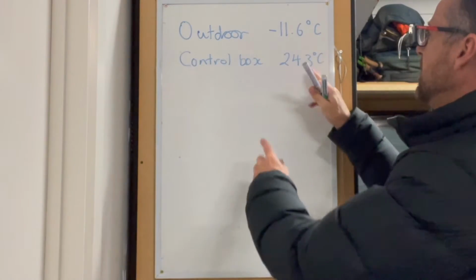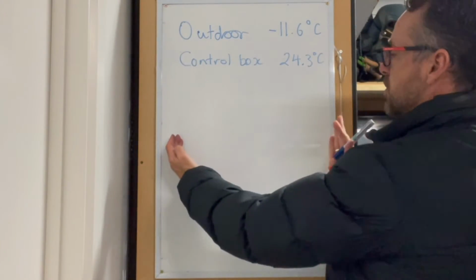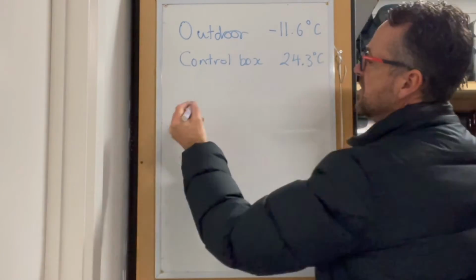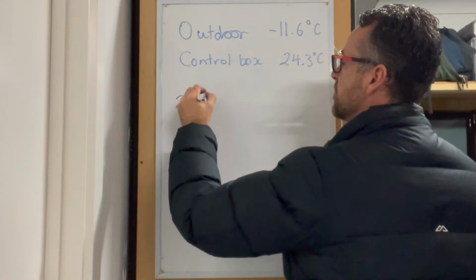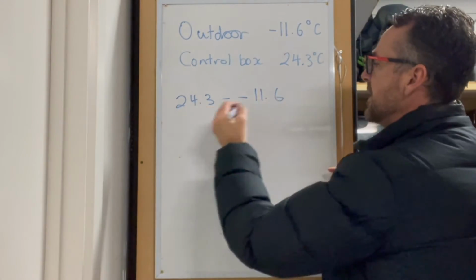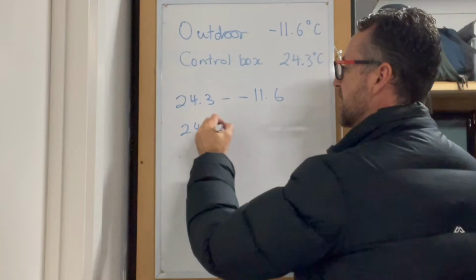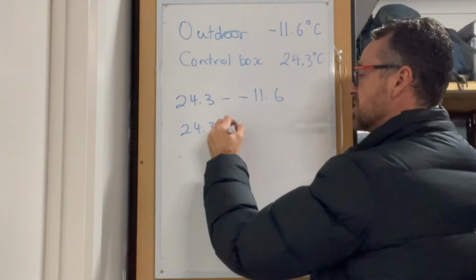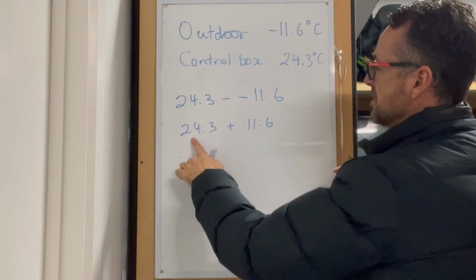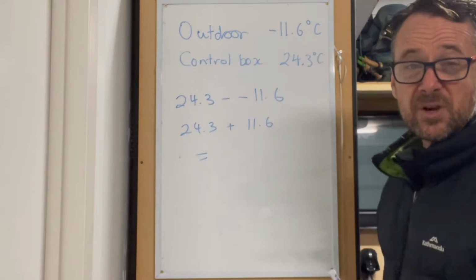So the difference between these two amounts, negative 11.6 to 24.3, we want to add those two numbers together effectively. Realistically, this is the equation: 24.3 take away negative 11.6. A negative and a negative gives us a positive 11.6. And so we can see here that it's going to be about a 30-degree difference between those two.